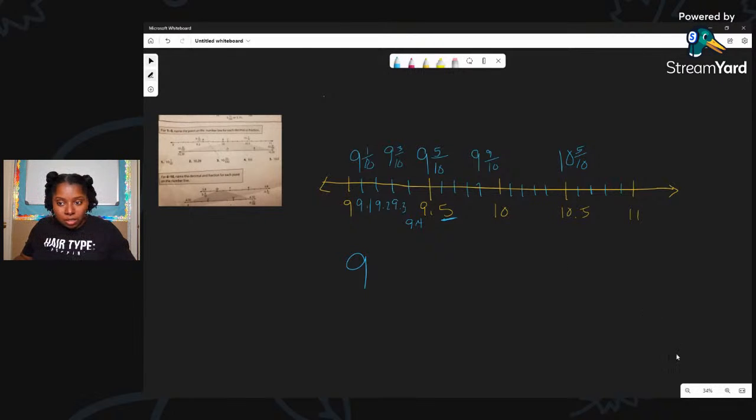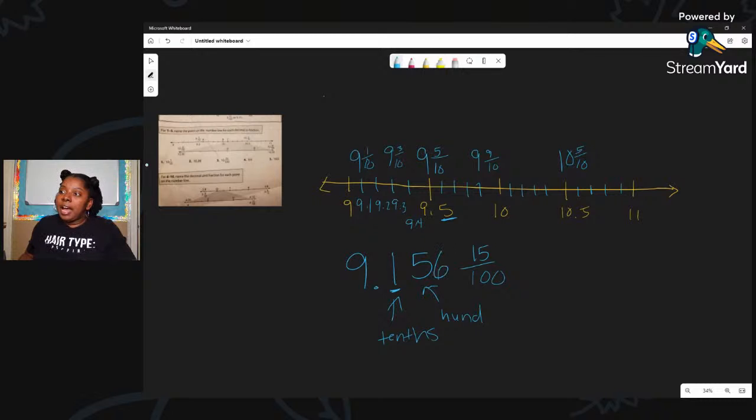Why is this screen? I feel like the screen got darker. Okay, so you have to know your tens place and your ones place. So here is your tens place. And if we had a 5 here, that would be your hundreds place. So if we say 15 hundredths, it would be 15 over 100. If we say 156 thousandths, it would be 156 over 1,000. So however we write it, that's how we say it.